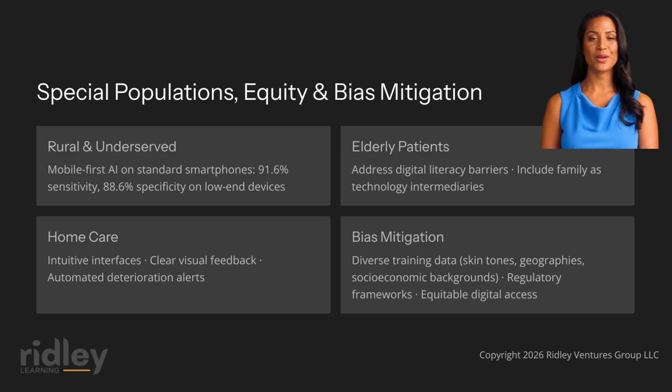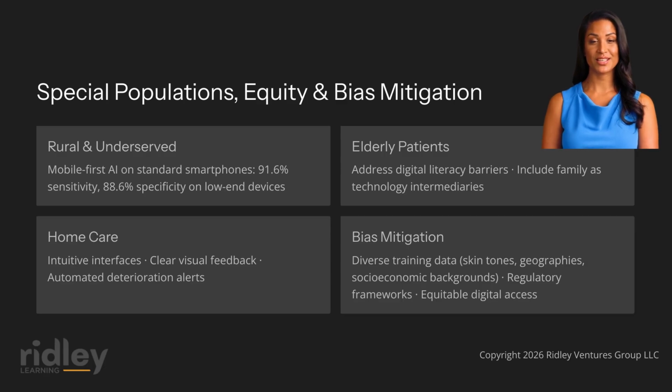Let's close this module by addressing special populations, health equity, and bias mitigation. AI-powered wound care tools offer particular promise for special populations who face barriers to accessing traditional specialist care. Rural and underserved communities benefit from mobile-first AI tools that operate on standard smartphones without requiring specialized hardware, with the multi-center proof-of-concept evaluation demonstrating that high diagnostic accuracy, 91.6% sensitivity and 88.6% specificity, is achievable on low-end devices.